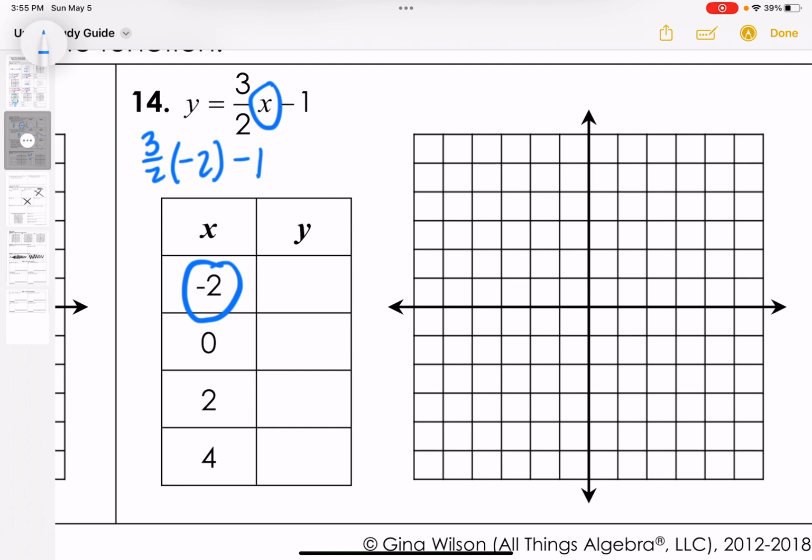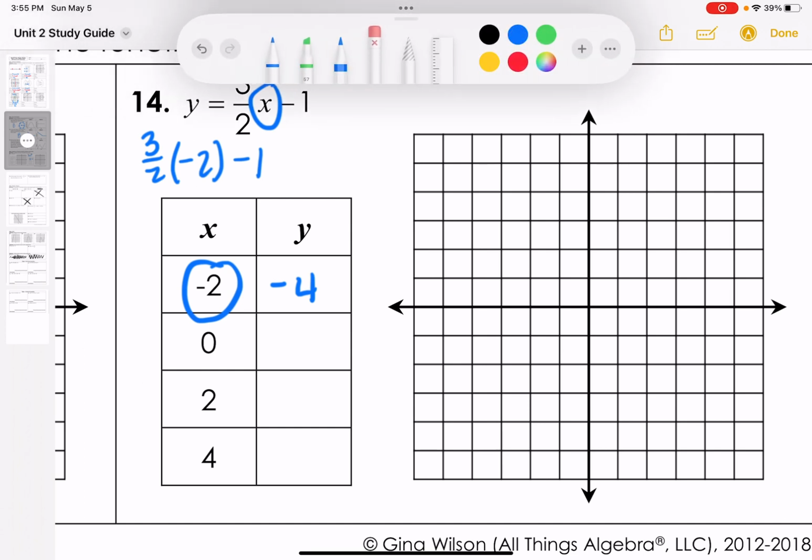Okay, so when you type that in your calculator, you should get -4. All right, then you're going to go in and put a 0 in there. And when you do that, you should get -1. Then you're going to put a 2 in there, and that should give you 2. And then you're going to put a 4 in there, and that should give you 5.